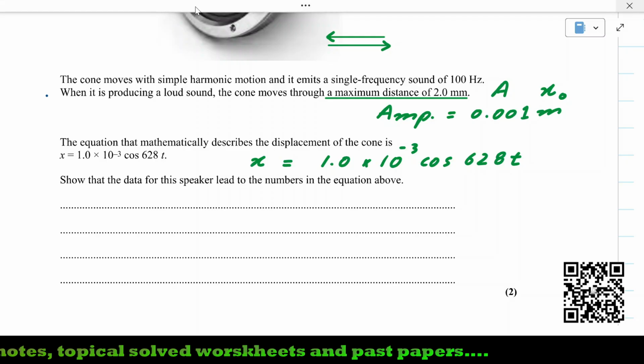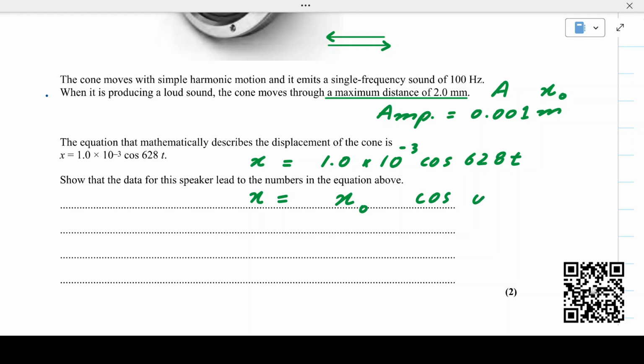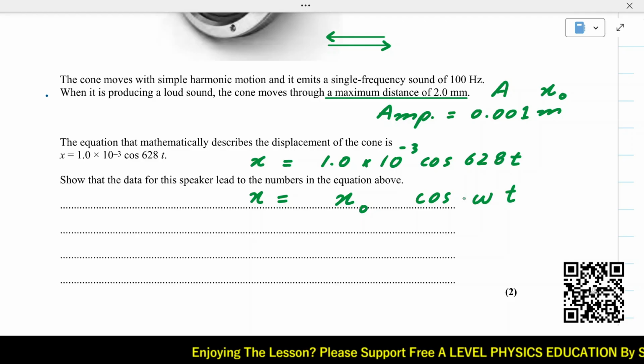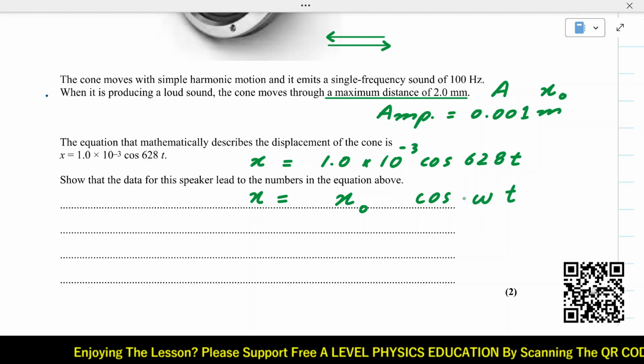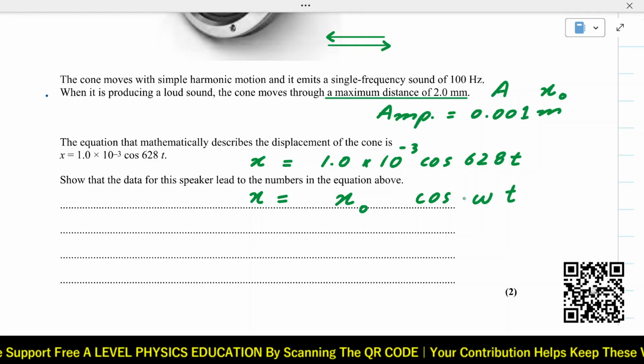Actually, I confirmed this from the expression, because the standard expression is x equals x naught cos omega t. So at t equals 0, the displacement is maximum. So the time starts when the object was already at the extreme position.